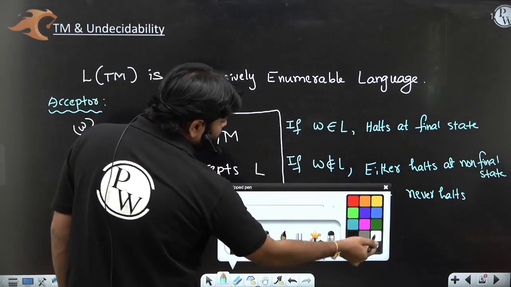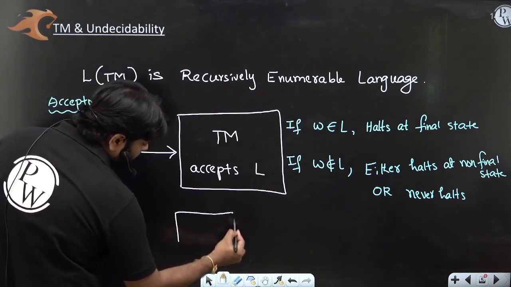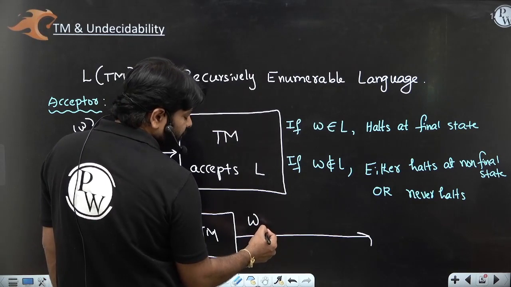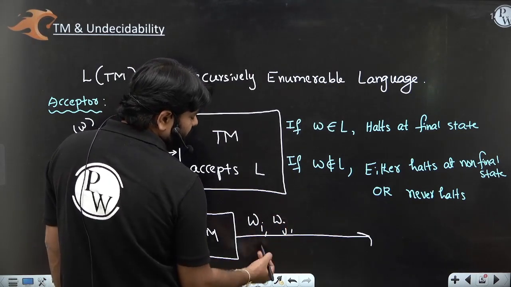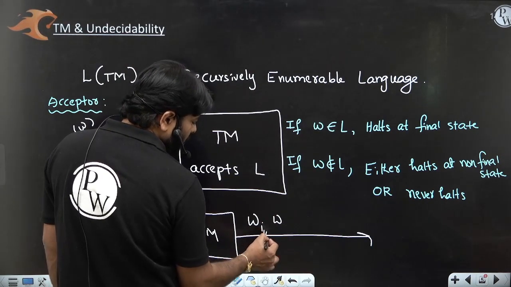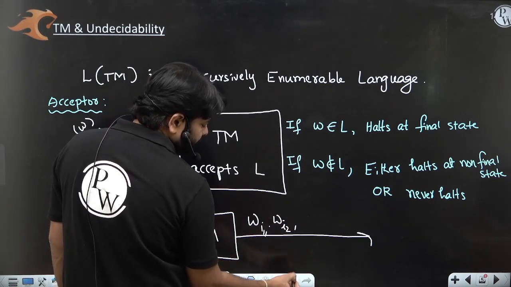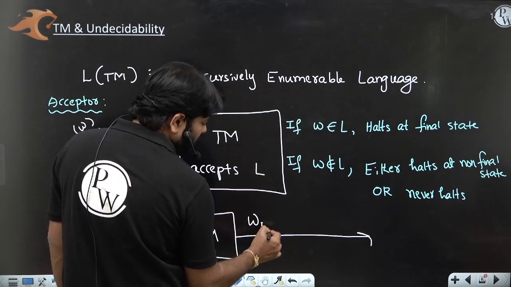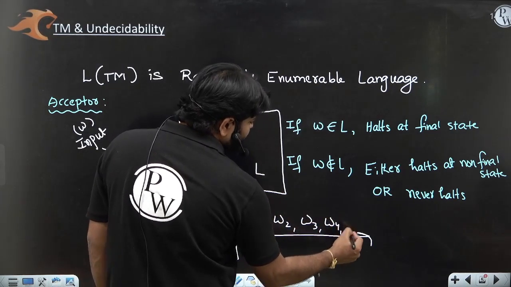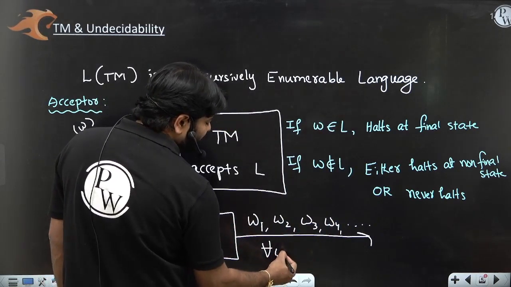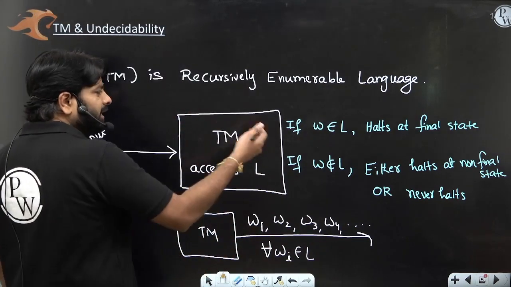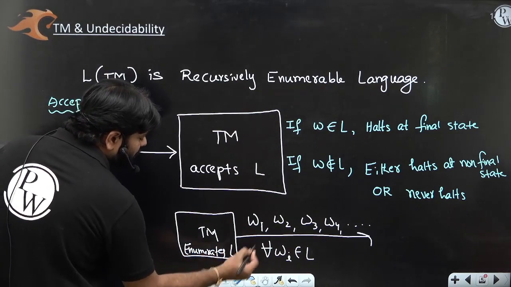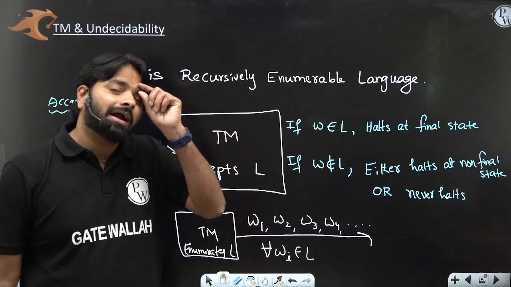And now there is another kind of Turing machine, the enumerator. The Turing machine can also enumerate the strings of the language, like W1, W2, and so on. There is no need for them to be in order; I'm just writing strings, and these strings actually belong to language L. So instead of accepting, instead of halting at final, this Turing machine can enumerate the strings of the language. That means indirectly we can say TM enumerates the language L. All the strings it is enumerating are valid strings of L.